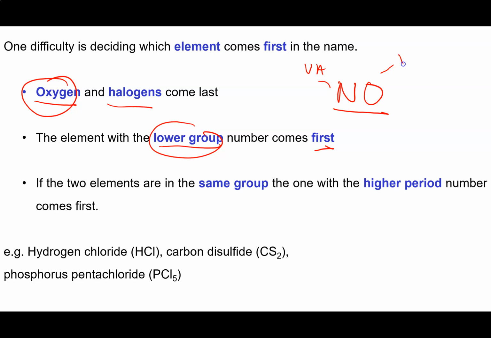So this guy's in group 5A, and this guy's in 6A. So you've got two reasons to put the oxygen last. Now, what about if the elements are in the same group?